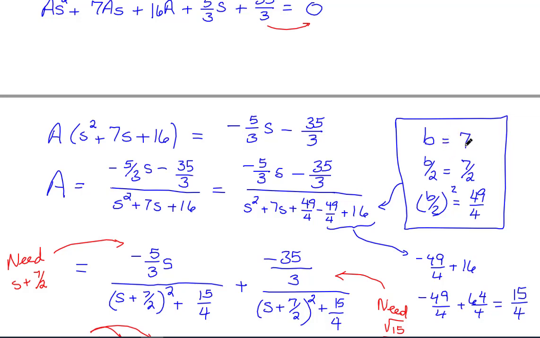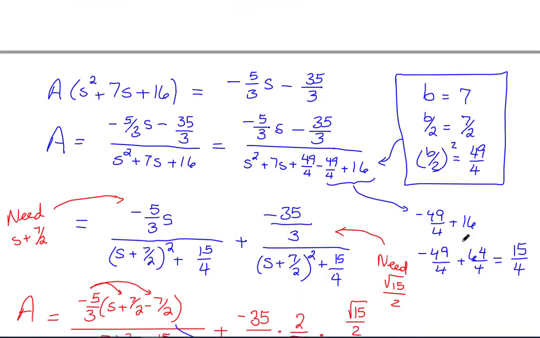B is 7. B divided by 2 is not a nice number. It's a fraction. Square it, I get 49/4. So that's the part I'm adding in and subtracting. And it's plus the 16 that was sitting there. And so if we clean that up a little bit, that's a minus 49/4 plus 16. 16 is 64/4, and so I get a 15/4.